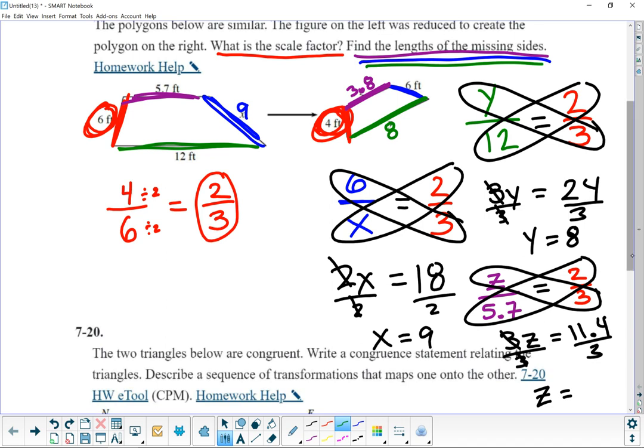So you can write down the scale factor. X equals 9 from that work. Y was green, y equals 8. And z equals 3.8.